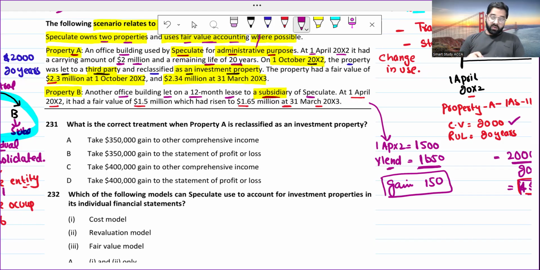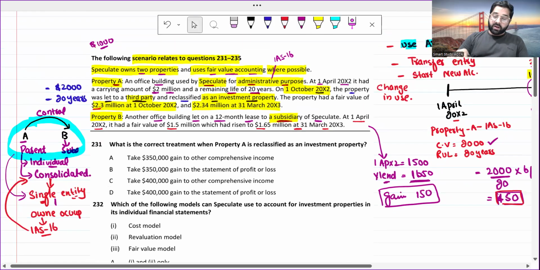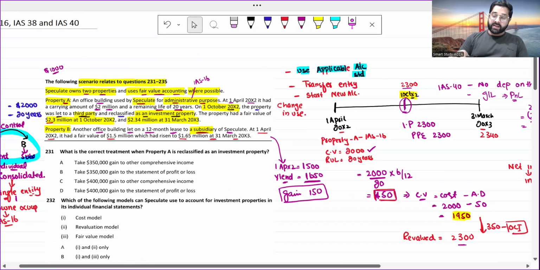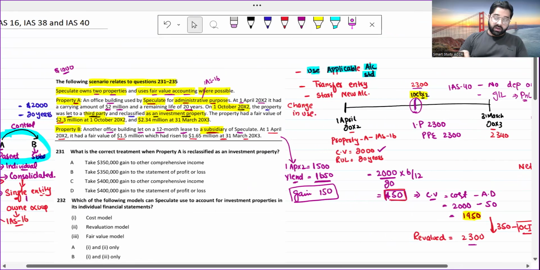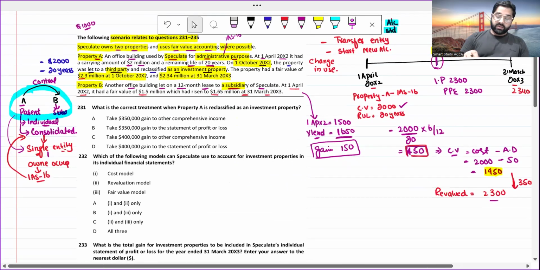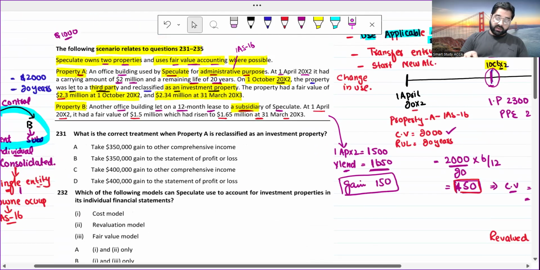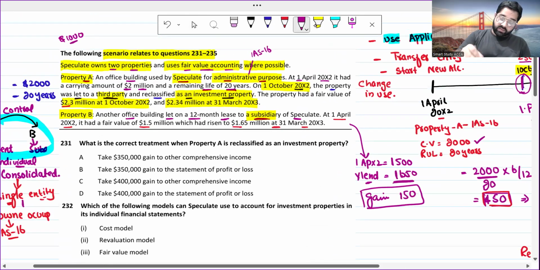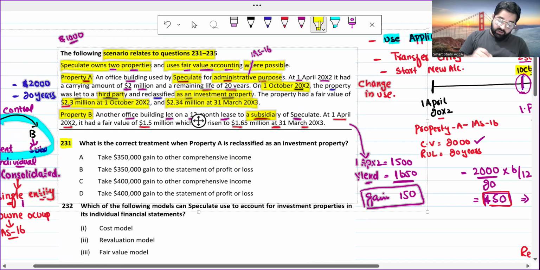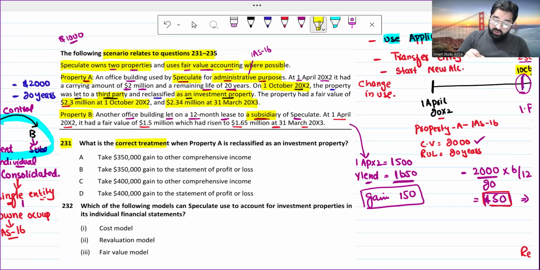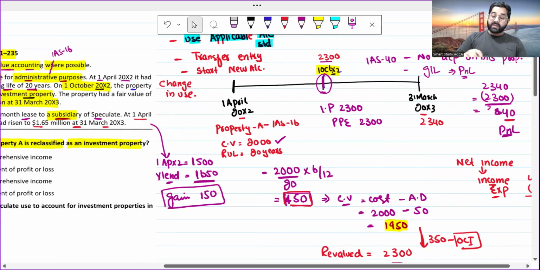right? Okay, so it was the complete background information which has been given by the examiner, and we have explained it already. Now let's solve the questions. The first question is question number 231. What is the correct treatment when property A is reclassified as an investment property?